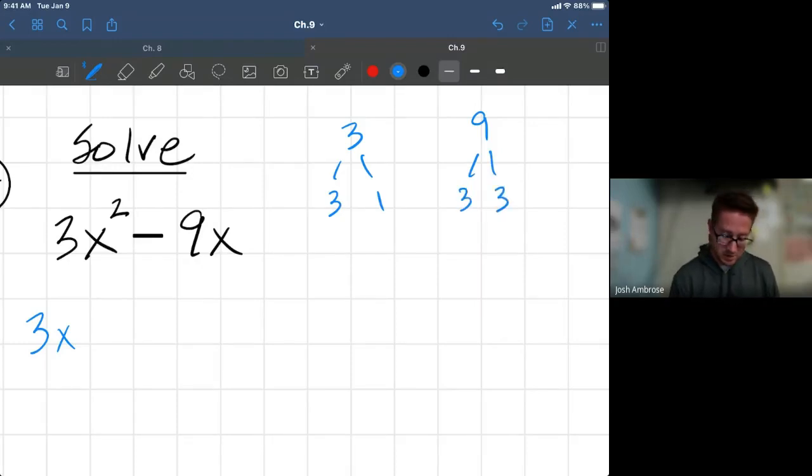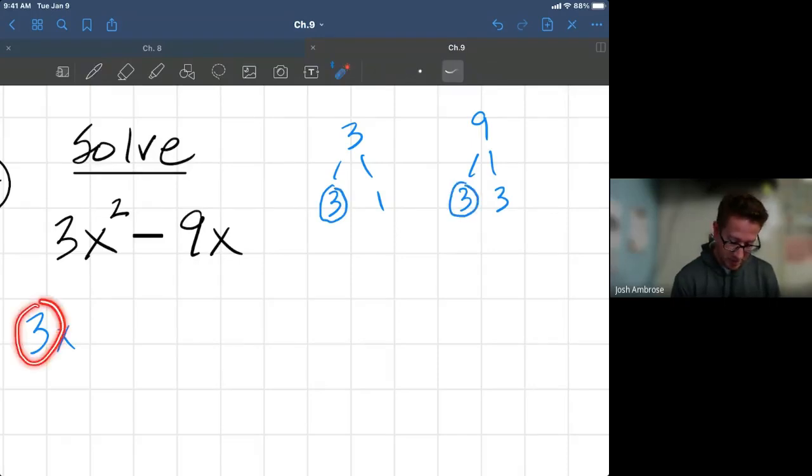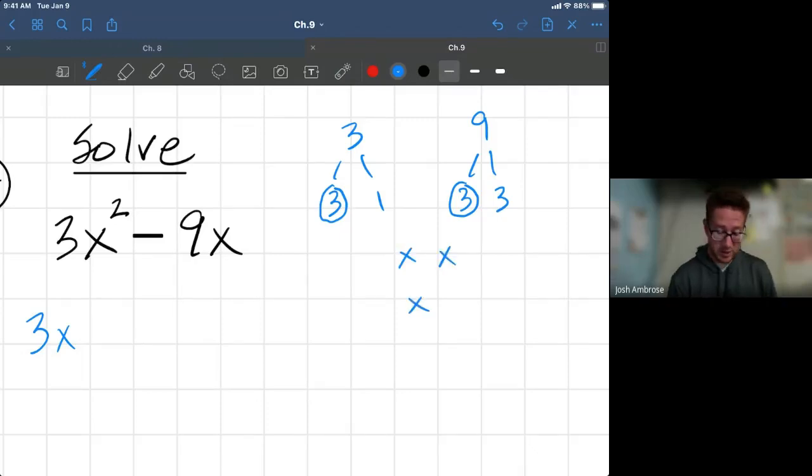All right, so let's look. They both share a 3. That's why I took a 3 out. Okay, now let's break down the x's. There's an x, there's an x. The other side just had that x. What do they both share? They both just share one x, leaving an x left over. Don't forget about that 3 that was left over there.